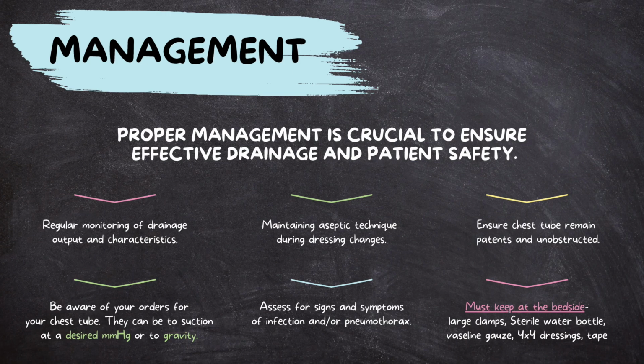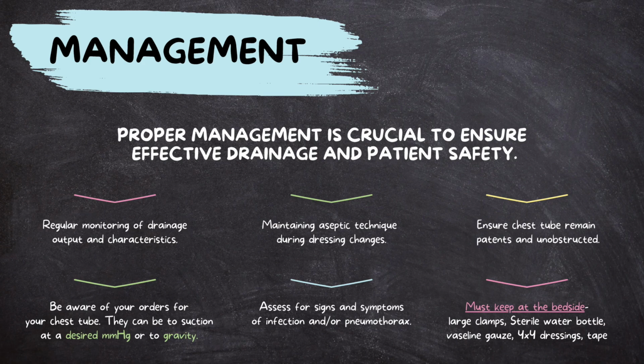So always make sure you're following your orders. If it says negative 40 millimeters of mercury for suction, you best be sure that that thing is hooked up to suction. You don't want to be on the receiving end of that being set to gravity and your provider comes by and says, why is that not hooked up as I ordered it? So check your orders. Make sure you've got it hooked up the way that they want it hooked up.